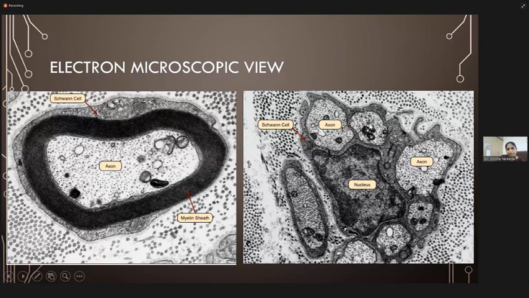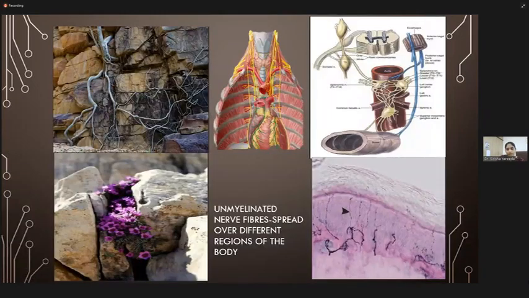This is called a Remak bundle, where each Schwann cell encircles multiple unmyelinated nerve fibers. To highlight here, these unmyelinated nerve fibers are like bare roots which can creep virtually to every organ, or here you can see it creeping in between the crevices of the rocks. Like that, these unmyelinated nerve fibers can virtually creep through every tissue, and they innervate the heart, the various visceral organs, and also the blood vessels, and have a role in autonomic functioning. They also creep onto the skin to form the epidermal nerve fibers.